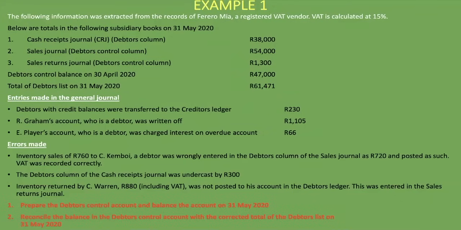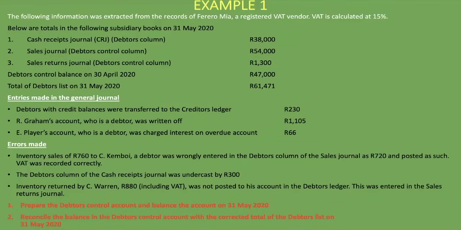So we are given the subsidiary books on the 31st of May, but here the debtors control account we are given on the 30th of April, meaning the end of the previous month. That means this 47,000 Rand for the debtors control has not taken into account any of these three things mentioned on top here. We're also given the total of the debtors list on the 31st of May 2020, which is at the end of the month we are working with, because we are preparing these accounts as at the 31st of May 2020.